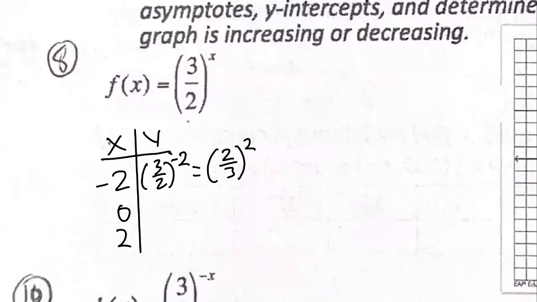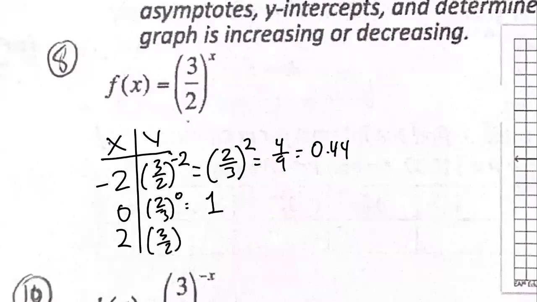If your base is already a fraction, you can just flip it. So 2 squared over 3 squared gives you 4 over 9, which when you're graphing, you could just write as a decimal: 0.44. Then 2/3 to the power of 0: the y-intercept is 1. Then 3/2 to the power of 2 is 9/4, which is 2.25.